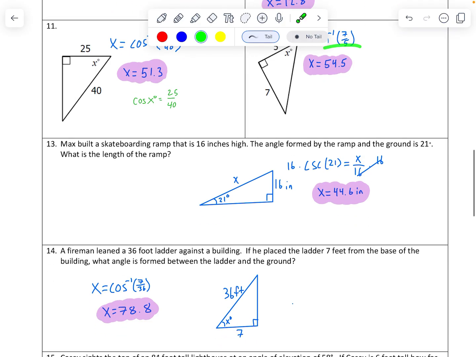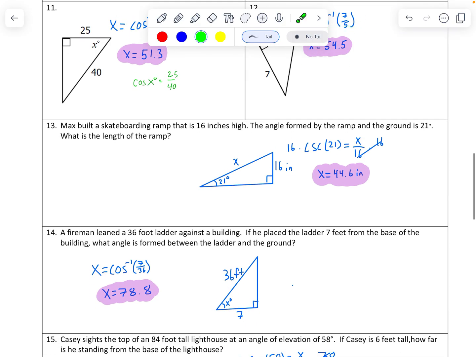All right, on 13, we have a few word problems here. Max built a skateboarding ramp that is 16 inches high, so that means vertical distance here. The angle formed by the ramp and the ground, so here's the ramp, here's the ground, is 21 degrees. What is the length of the ramp? The length of the ramp being this.